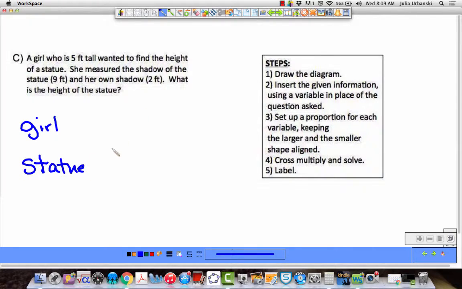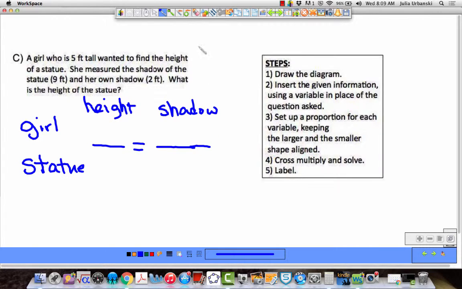Now we're going to use shadow over here. So set up a proportion with the girl on top, the statue on the bottom. Or you could flip it over as long as you keep it the same. Now there's two comparisons. We're going to measure the girl's height versus what? What goes right here? The shadow, right? The shadow length.